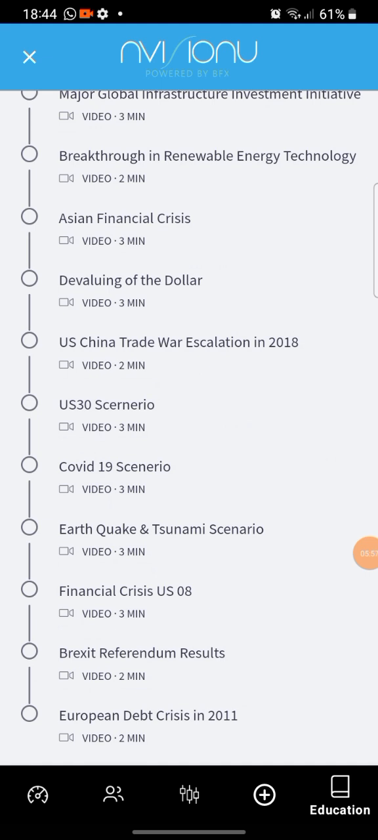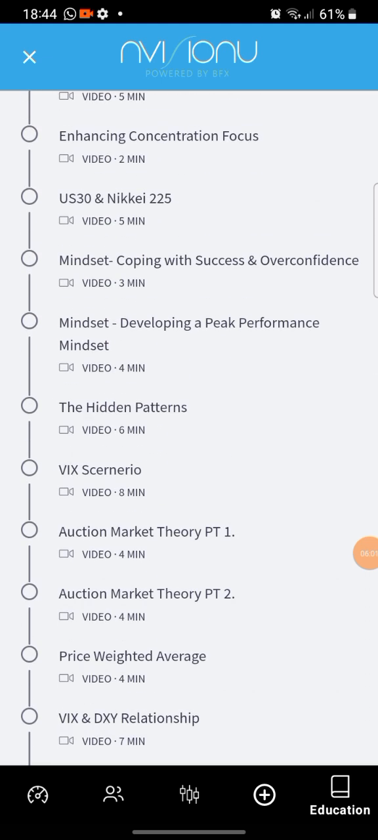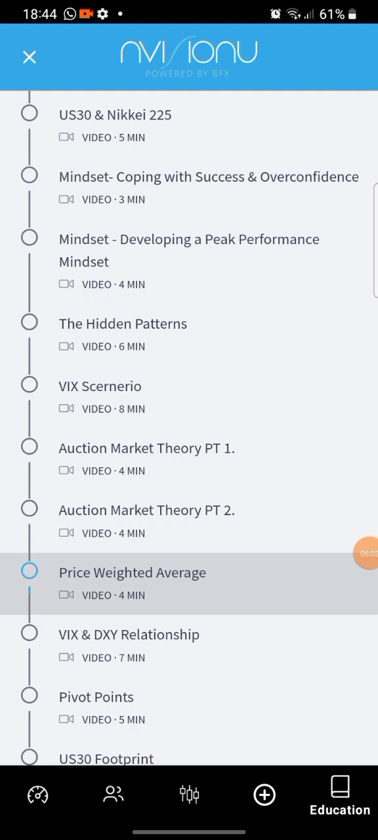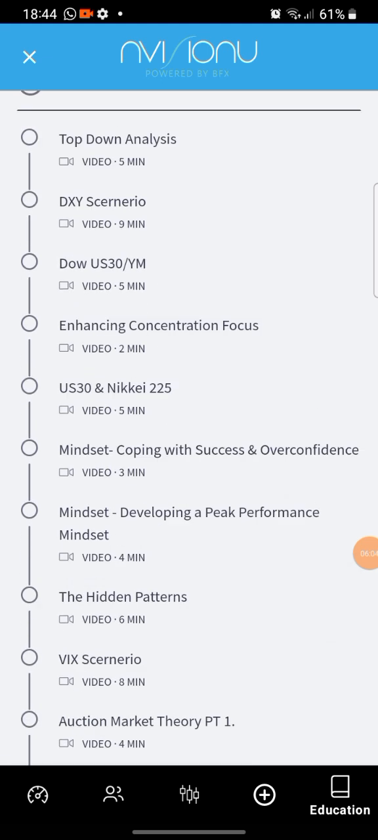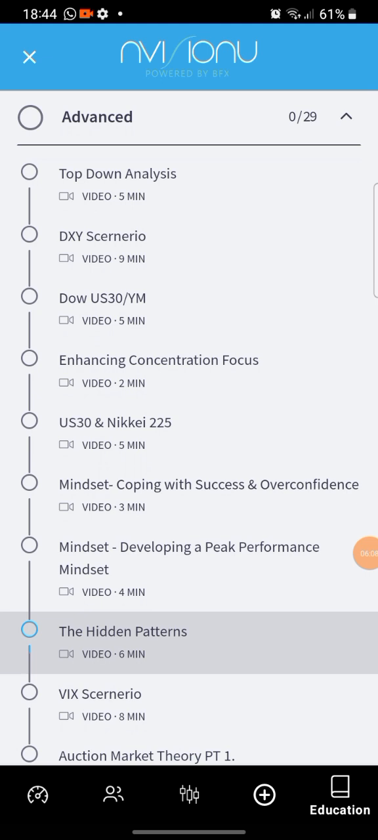And then when you reach advanced, now you know, for advanced people, right? Pivot points, US 30, and so on. Anyways, when you get on, you can go deeper. I'm just showing you the app and what goes on. I'm showing you because I know it is legit.